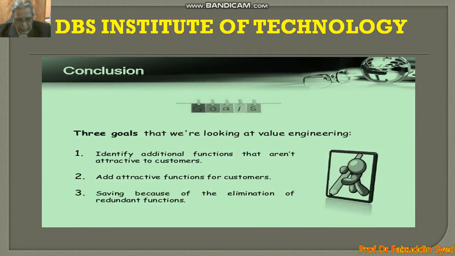So finally, there are 3 goals that we look at in value engineering after this analysis. Number 1, identify additional functions that are not attractive to customers so that we can remove them. Number 2, identify attractive functions for customers and add them. Number 3, savings because of the elimination of redundant functions. All these 3 goals are most important for value engineering.